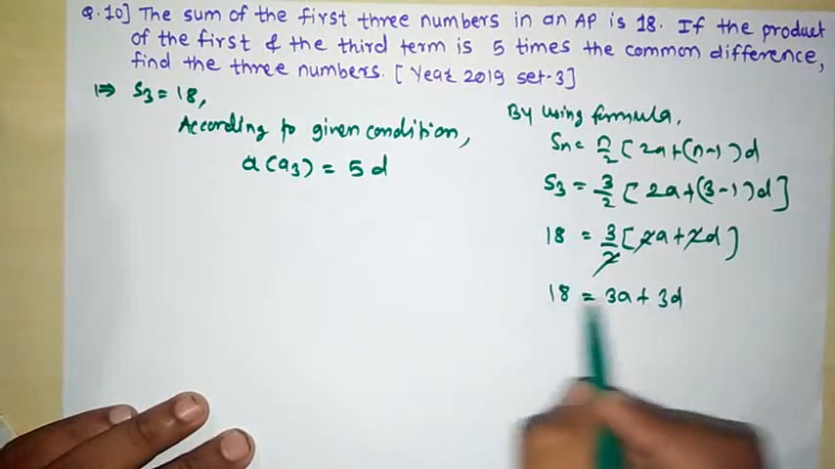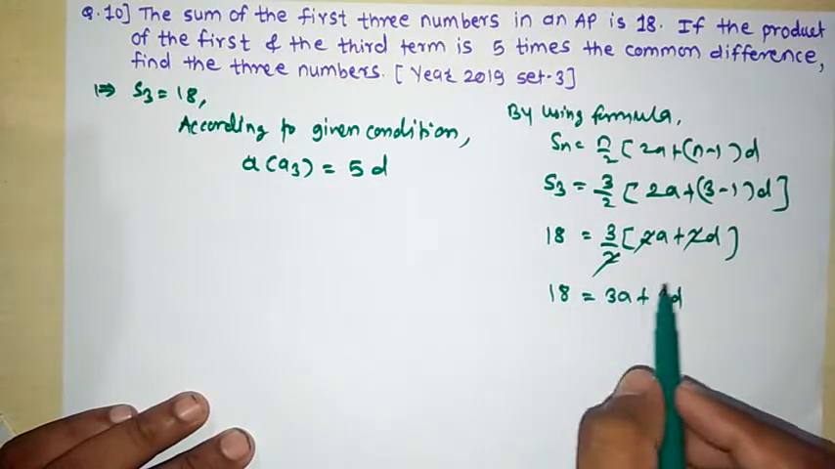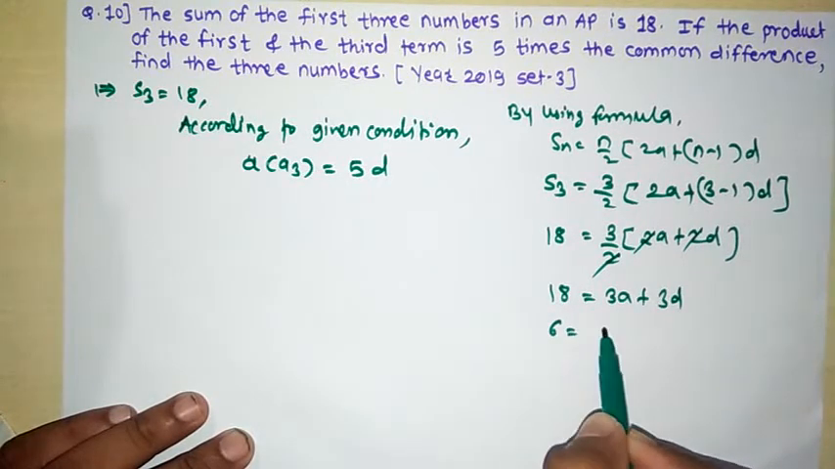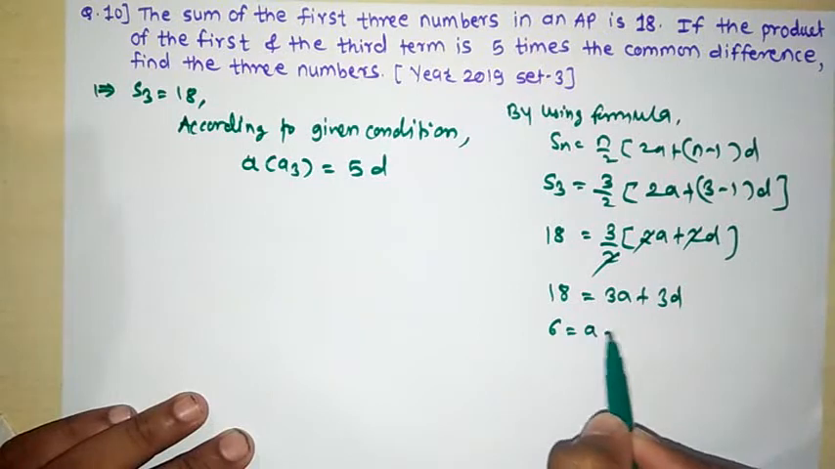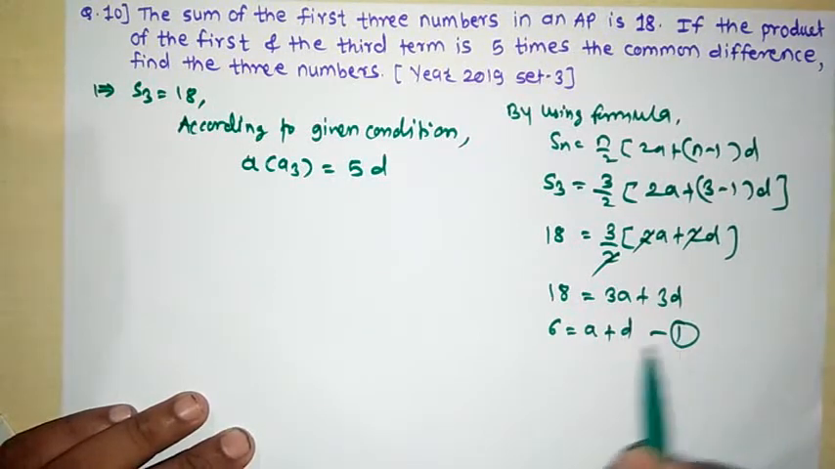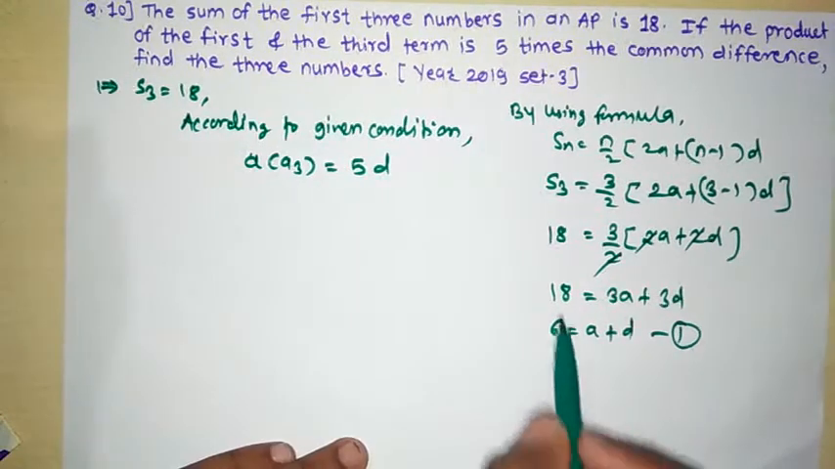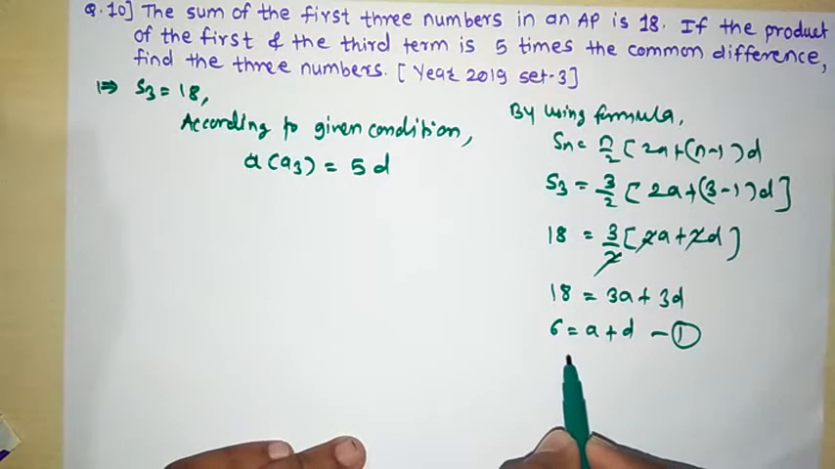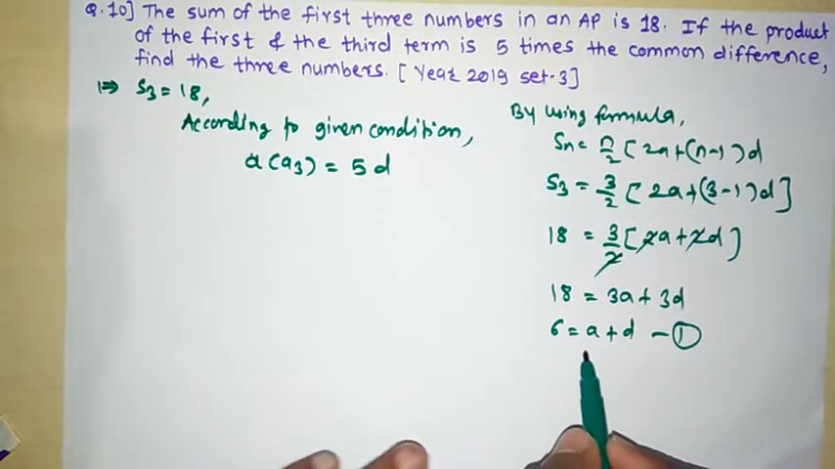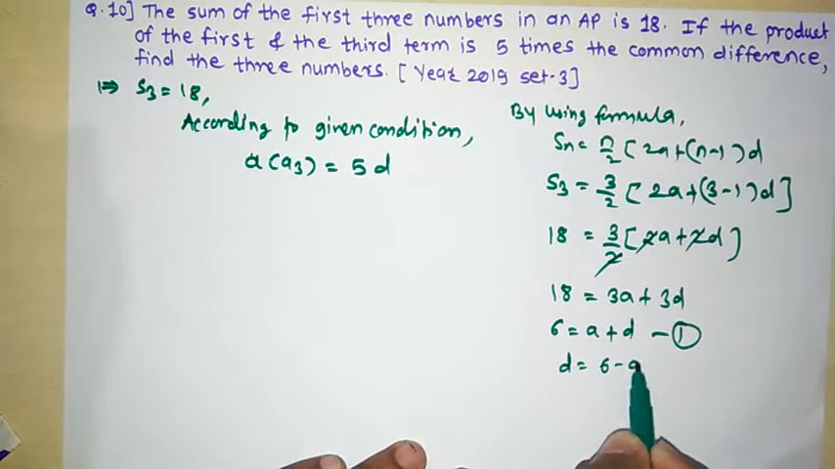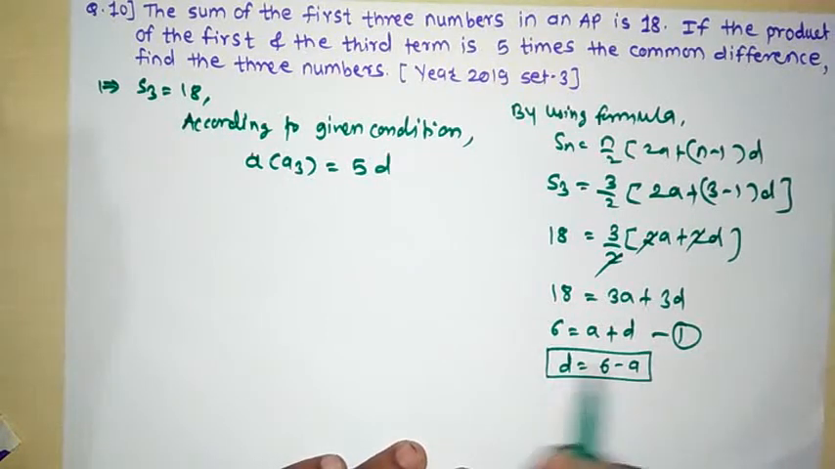Now see here, the whole equation is divisible by 3. Therefore, we have to divide by 3. After dividing by 3, 18 by 3 is equal to 6, 3a divided by 3 is equal to a, 3d divided by 3 is equal to d. We got a plus d is equal to 6, this is equation number 1. Mark it as equation number 1. We will use this equation while solving. And also see here, from this we can write d is equal to 6 minus a. Mark it as equation number 2.